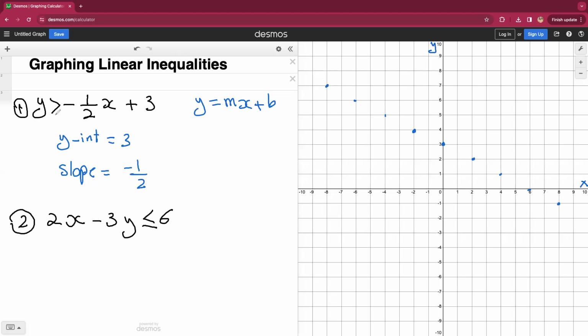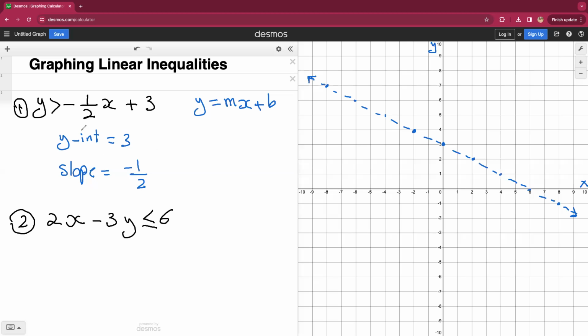Now, because this inequality sign does not include an equal sign, it's not greater than or equal, it's just greater than, then when you graph this, you have to graph a dotted line. Yeah, so that's a dotted line for this graph.